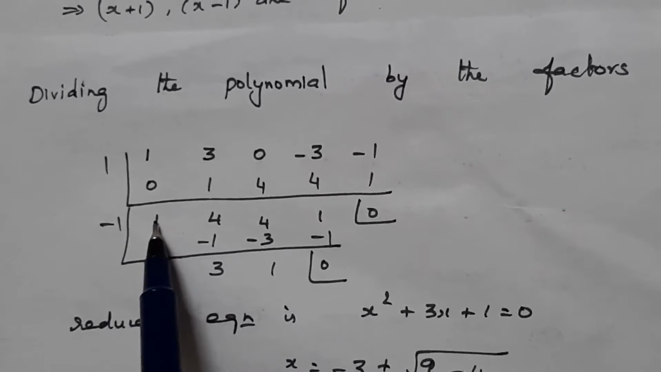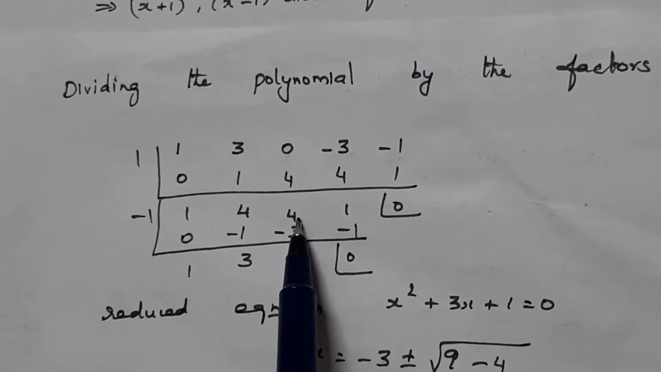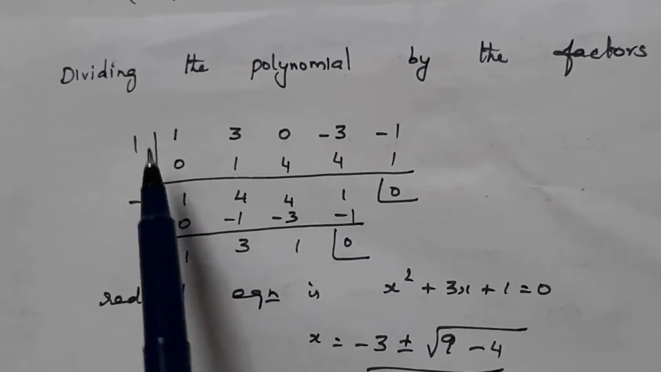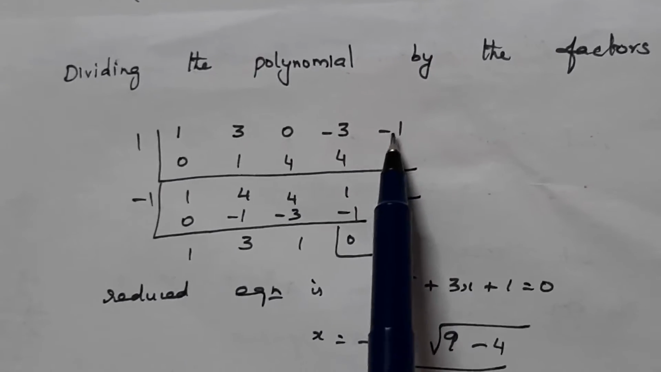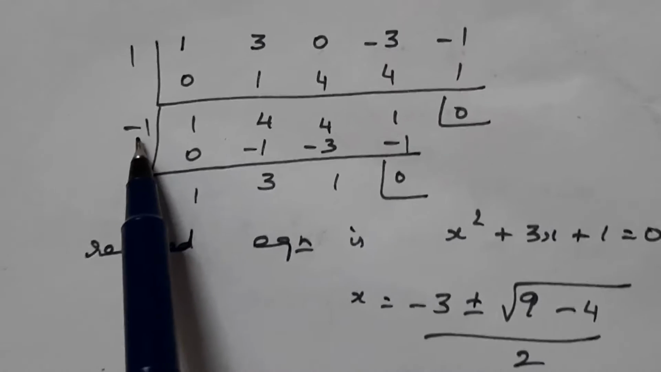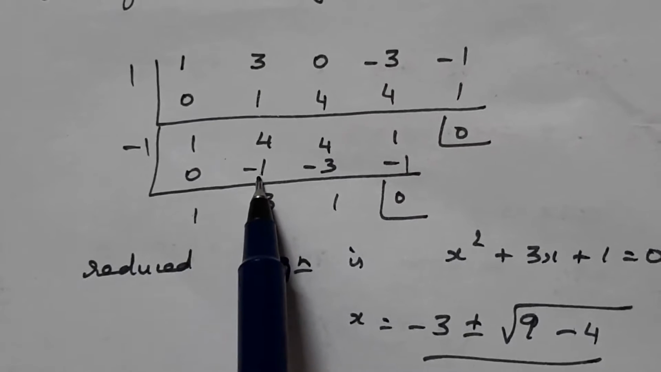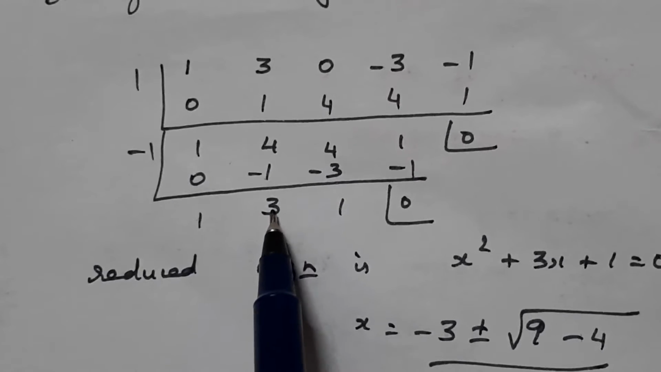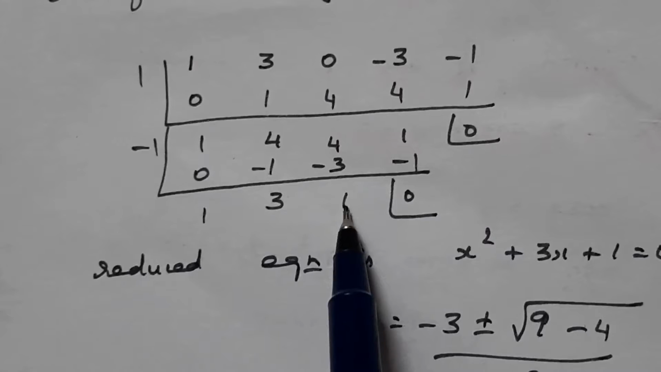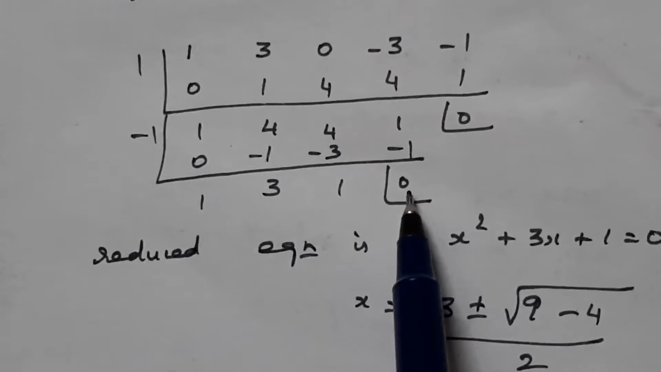Then 1 plus 0, 1 into 1, 1. 3 plus 1, 4. 4 into 1, 4. 0 plus 4 is 4, again 4 into 1, 4. Minus 3 plus 4 is 1, then 1 into 1 is 1, and minus 1 plus 1 is 0. So again let us divide it by minus 1. So 1 plus 0, 1. 1 into minus 1 is minus 1, 4 minus 1 is 3. 3 into minus 1 is minus 3, then 4 minus 3 is plus 1. 1 into minus 1 is minus 1, so 1 minus 1 will become 0.